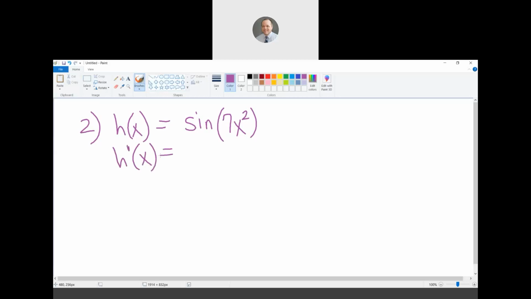First up, find the derivative of sine of your function. So the derivative of sine of our function is cosine of our function, or cosine of 7x squared. This is the chain part of your chain rule times the derivative of your function in the parentheses.